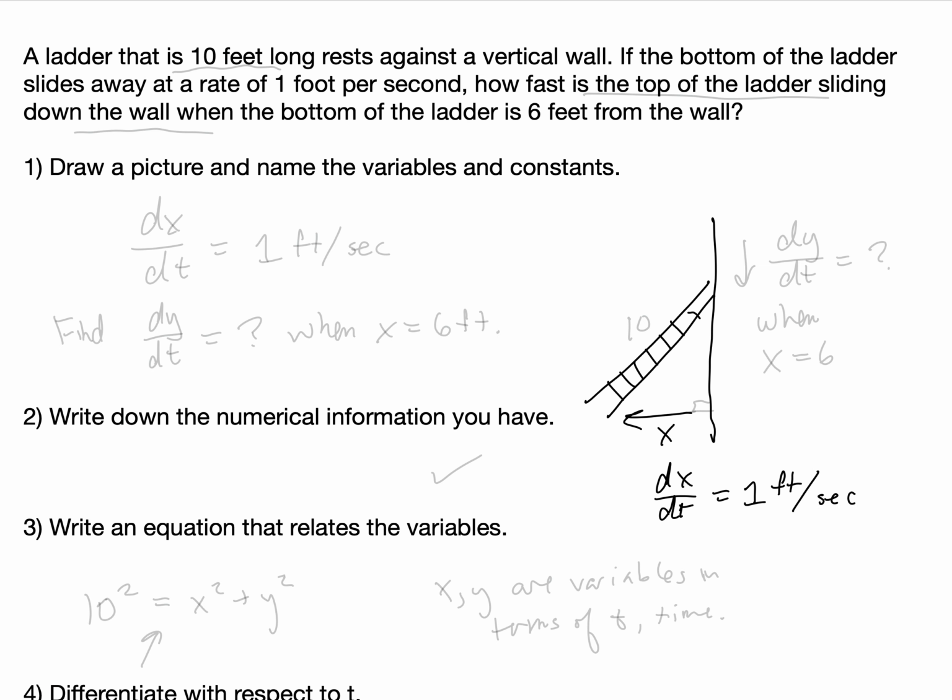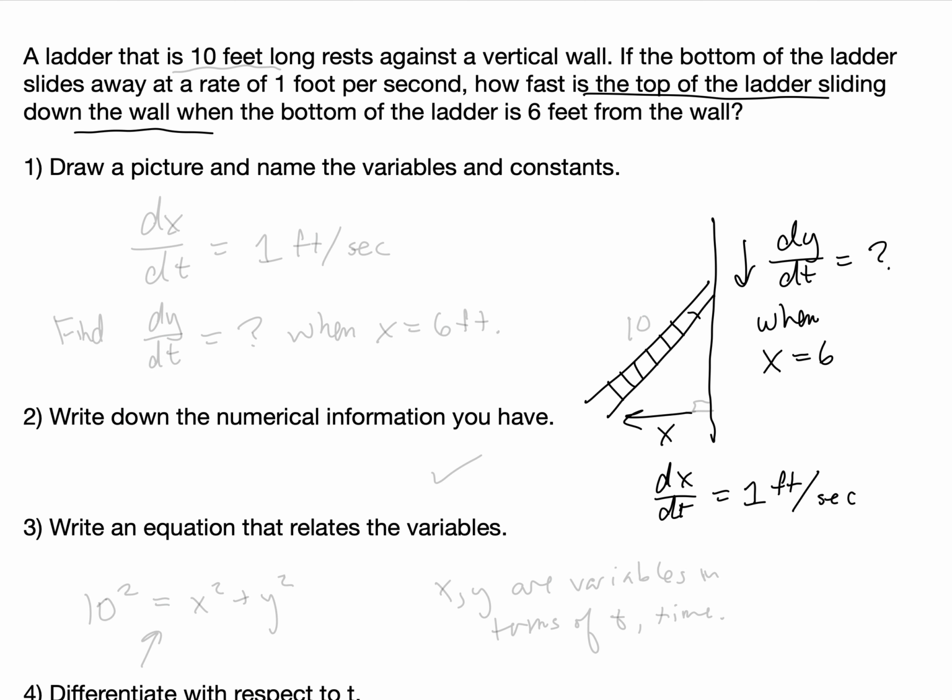second. And the thing that we're asking about is the speed at which y is changing. So we're asking what is dy/dt, how fast is the height changing? How fast is the top of the ladder sliding down the wall at a particular time? So what is this when the bottom of the ladder is 6 feet from the wall, when the horizontal distance x is equal to 6? So that is our question.